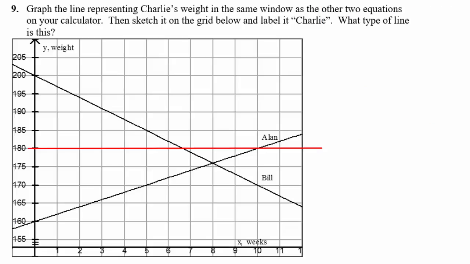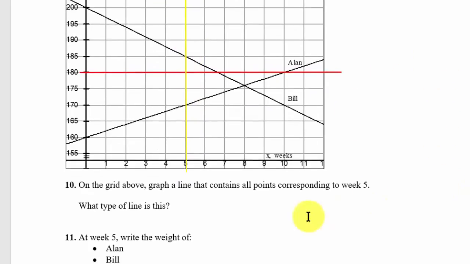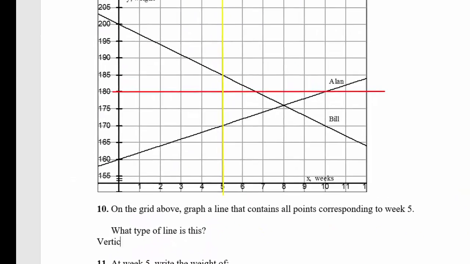Okay. So question 10, it says on a grid above, graph a line that contains all the points corresponding to week 5. So here's week 5. So we need to draw a vertical line going through week 5. So I inserted this yellow line going through week 5. And it says, what type of line is this? Well, this is a vertical line. So I'll type in vertical line.